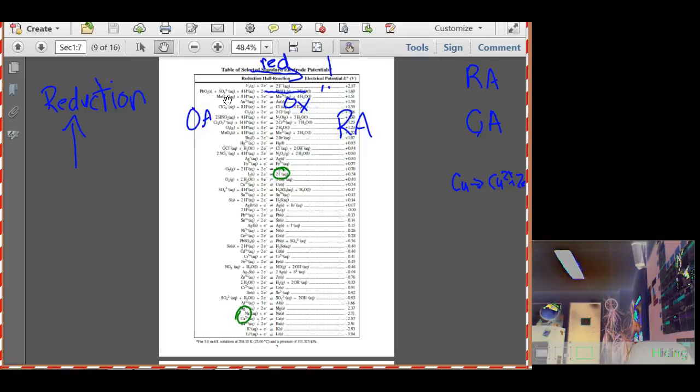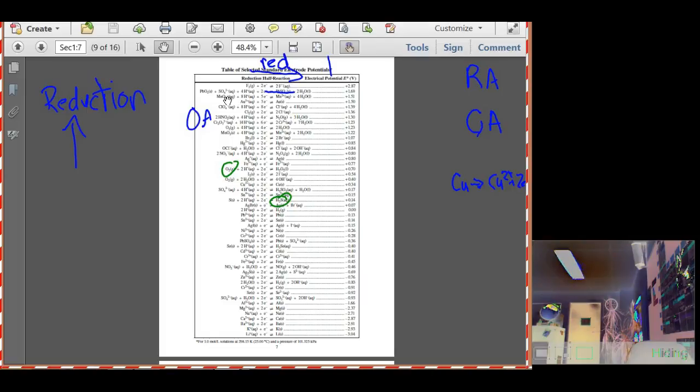Let's test out OA and RA position with the one that I did. Is the oxidizing agent above or below the RA? Above. It's above. This is a spontaneous reaction.